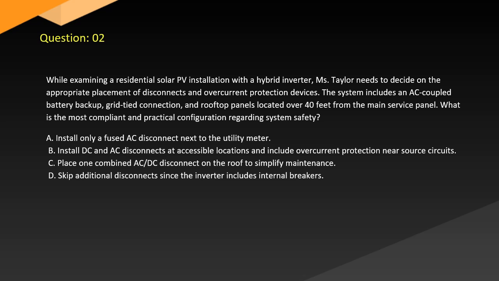A. Install only a fused AC disconnect next to the utility meter. B. Install DC and AC disconnects at accessible locations and include overcurrent protection near source circuits. C. Place one combined AC disconnect on the roof to simplify maintenance. D. Skip additional disconnects since the inverter includes internal breakers.